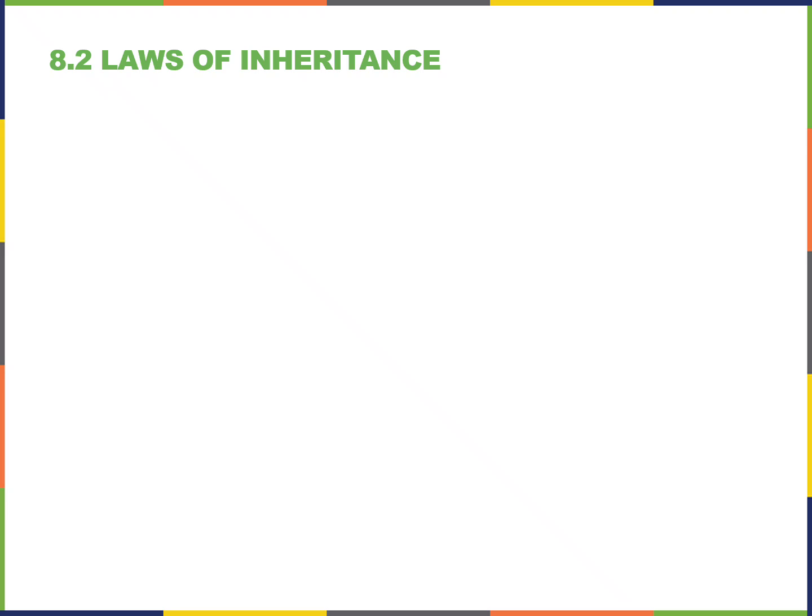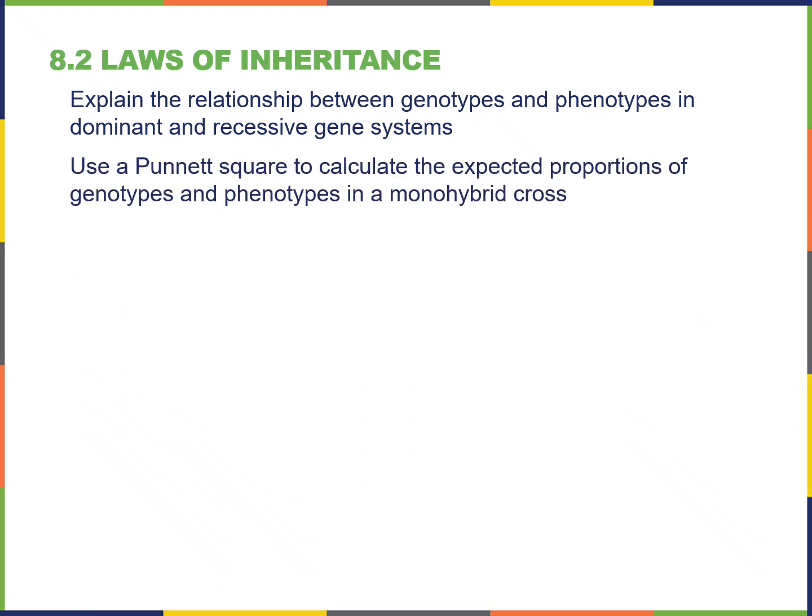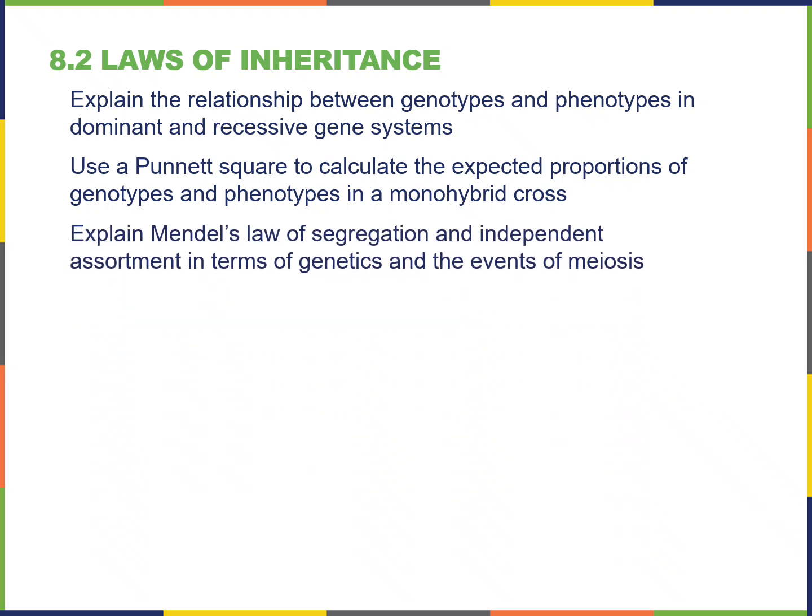So now we're going to talk about some of the laws of inheritance and what that means and how we sort through that genetically. So we are going to explain the relationship between a genotype and a phenotype in the dominant and recessive gene systems. We're going to use Punnett squares to calculate the expected proportions of the genotypes and phenotypes in a monohybrid cross. We'll explain Mendel's law of segregation and independent assortment in terms of genetics and meiosis and how all of that plays a role in this inheritance. And then we're going to explain the purpose and methods of a test cross, why we do it, what it shows us, all that jazz.